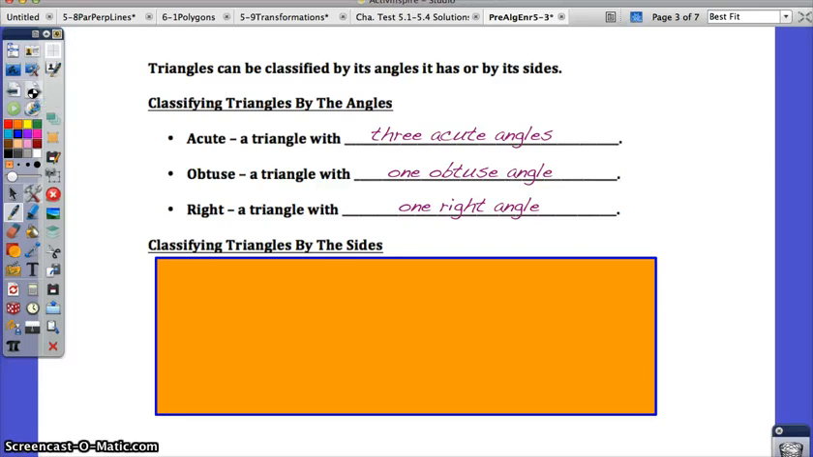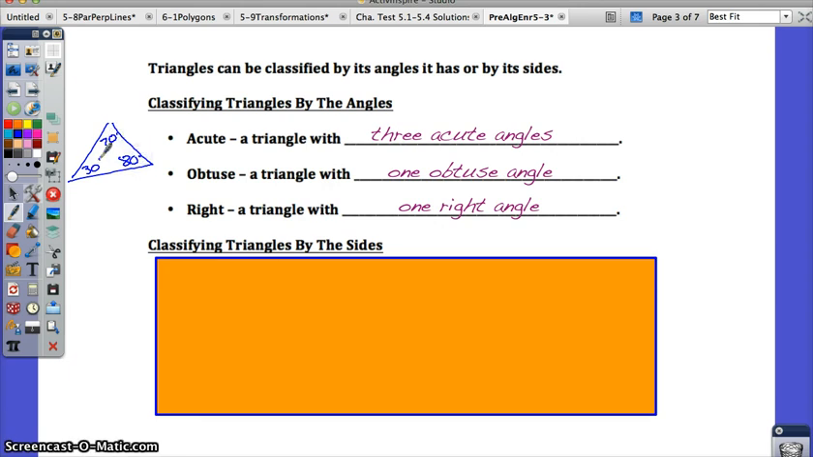An acute triangle will have 3 acute angles. You could draw a picture of this if you wanted. It would be 3 acute angles, which means all the angles have less than 90-degree measures. An example might be 30, 70, and 80. All of those have less than 90 degrees, so they're all acute angles.